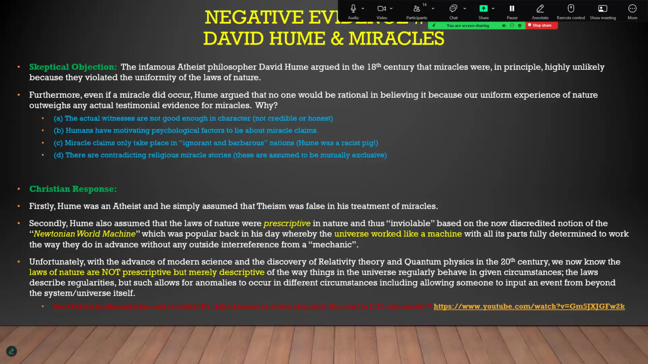But he basically argued on two fronts. So he argued, number one, miracles are in principle highly unlikely or even impossible because they violate the uniformity of the laws of nature.